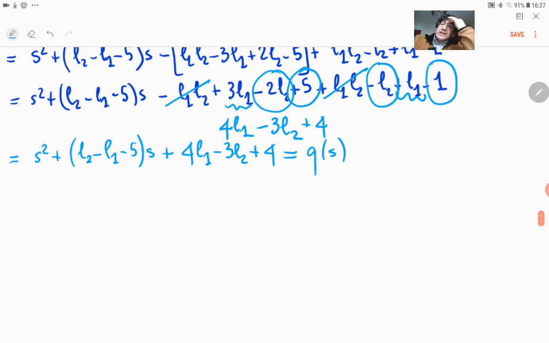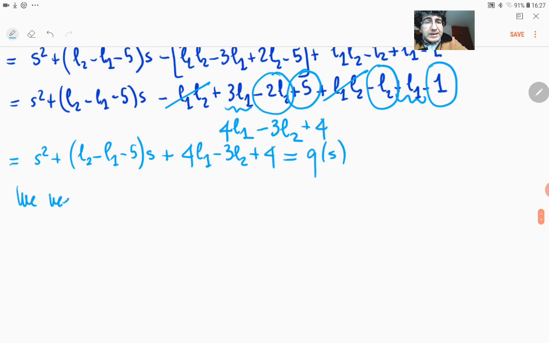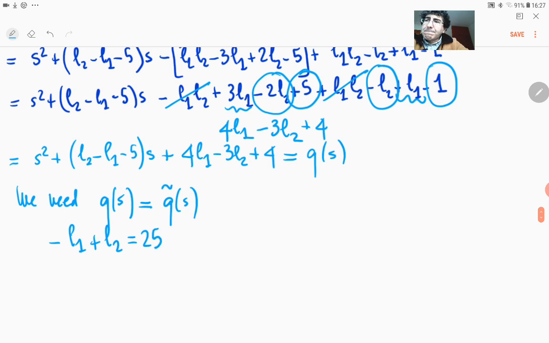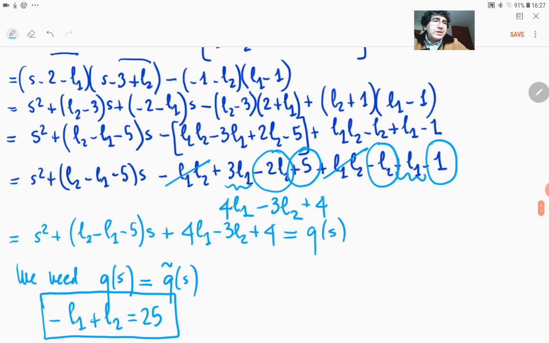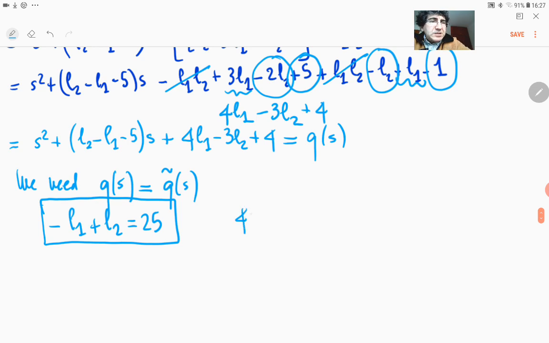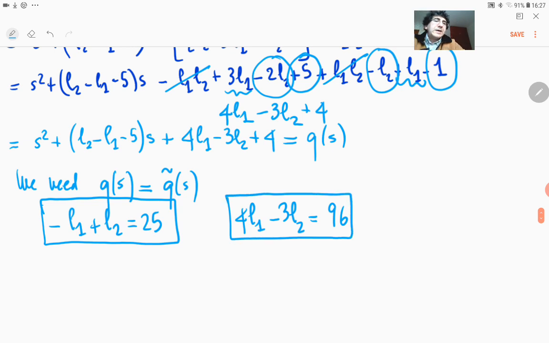So we again need, remember that we need Q of S equals Q tilde of S. That means the polynomial coefficients have to be equal to each other. So I have basically minus L1 plus L2 is equal to 25, okay, is my first equation. And I also have 4L1 minus 3L2 is equal to 96, the second equation. Okay, so these two equations have to be solved as a system.